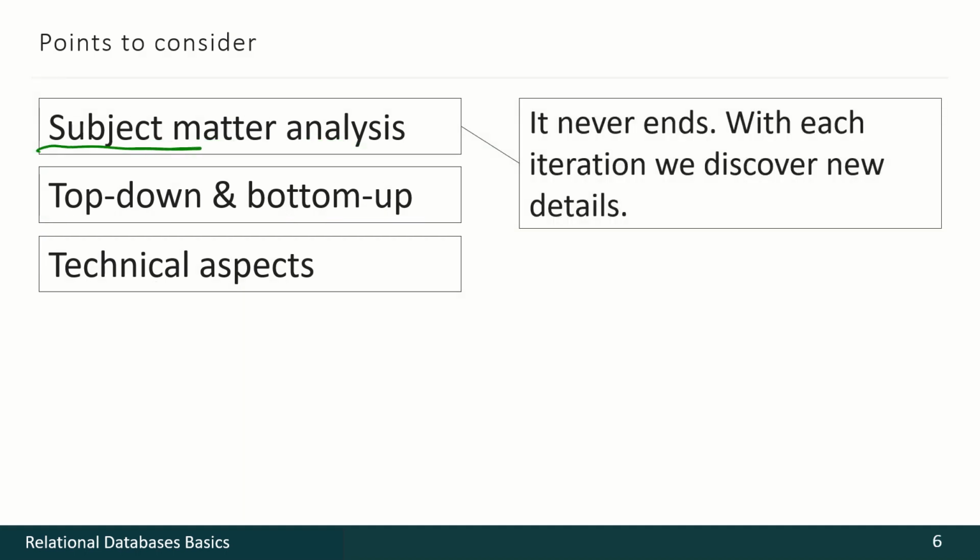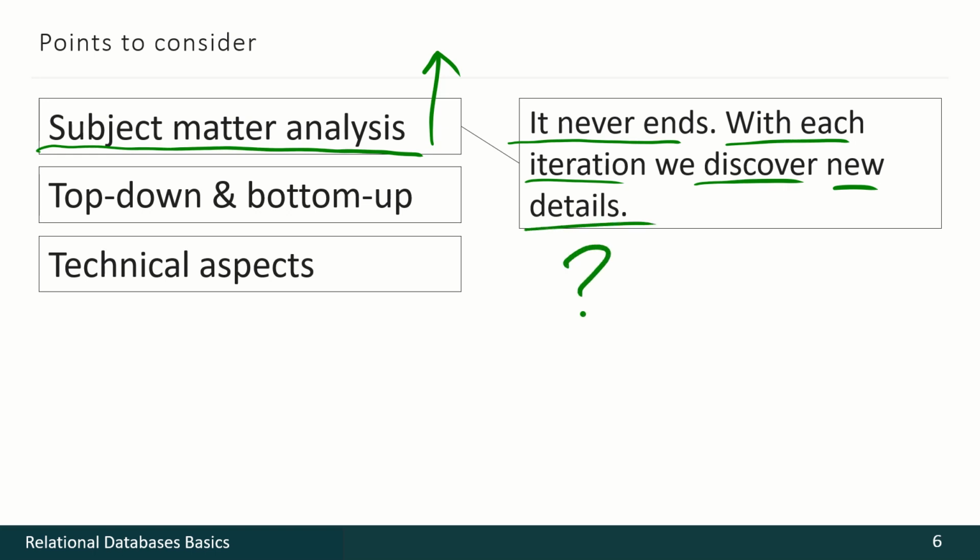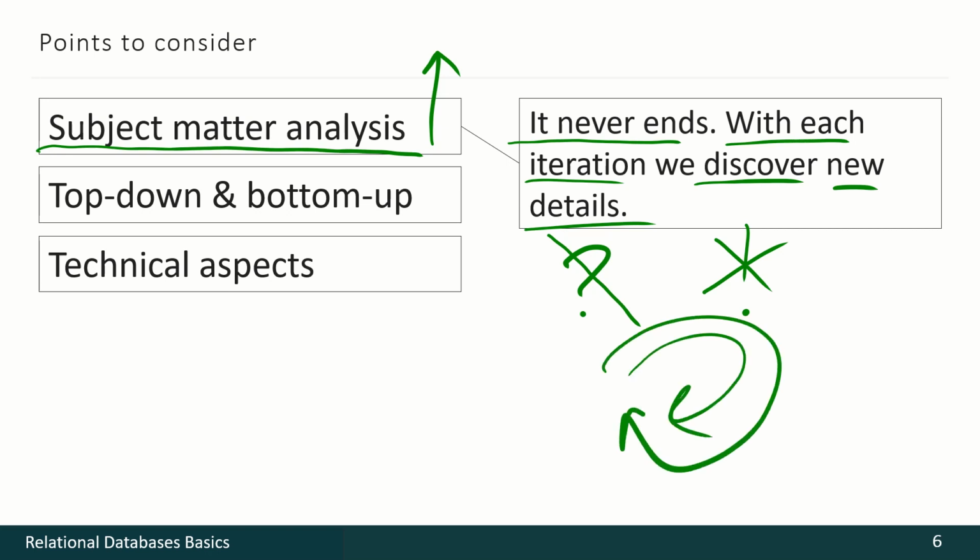Of course, we've done a lot of subject matter analysis on the previous level, but this process never ends. With each iteration we discover new details. Maybe we have some questions for the customer and we have to get answers to those questions, or maybe we've discovered some errors and we have to fix those errors. And we have to go through a lot of iterations here, and with all those iterations we answer new questions, we fix some errors, and we are making our database better.